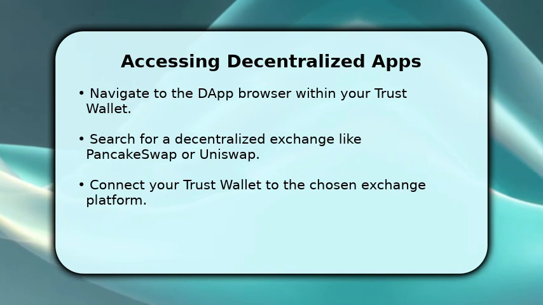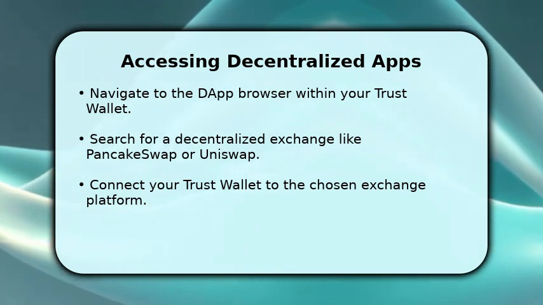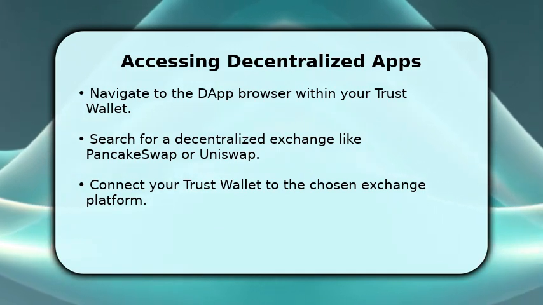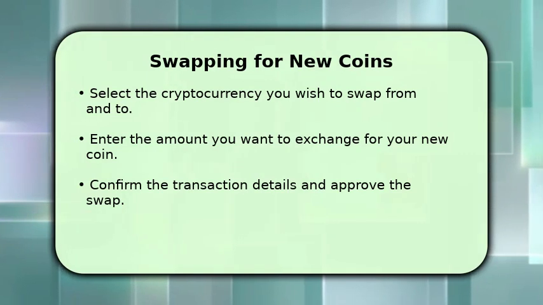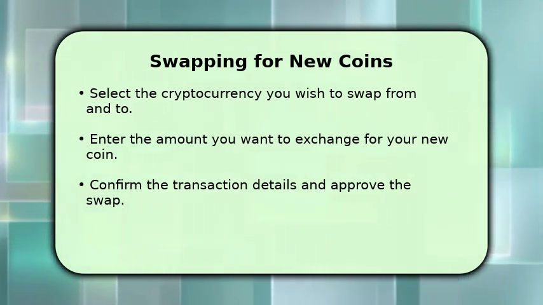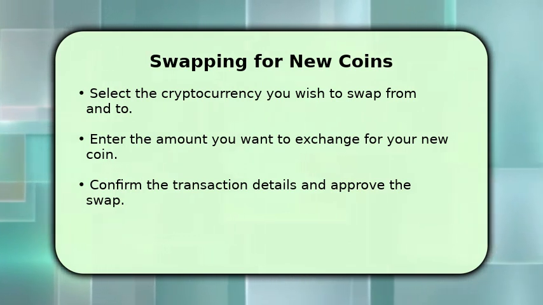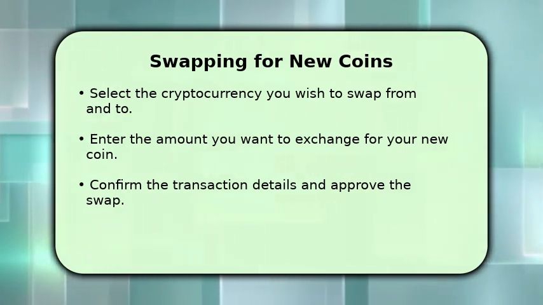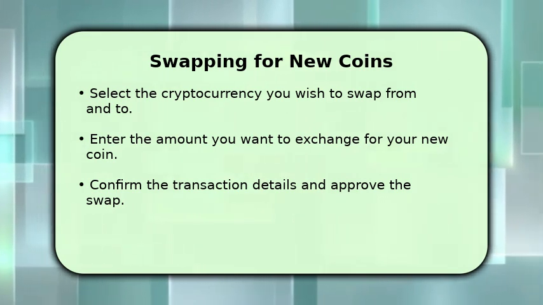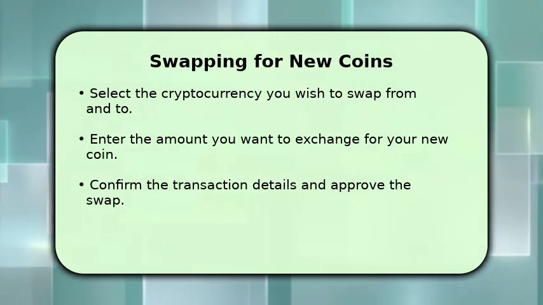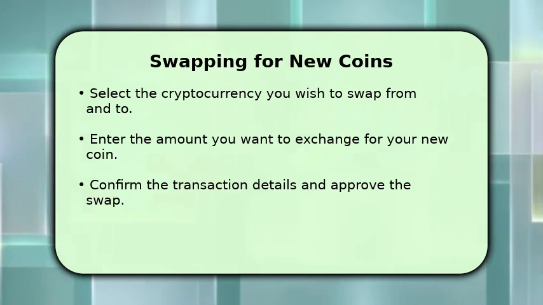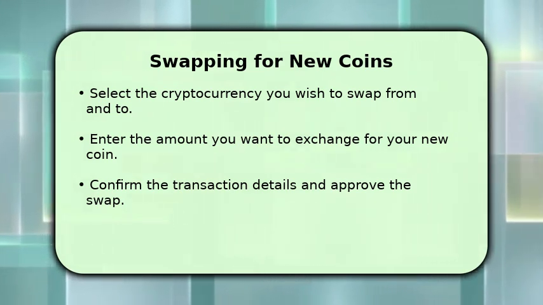Once you find your desired exchange, tap to connect your Trust Wallet, granting it permission to interact with the platform securely. Now, within the decentralized exchange, you'll select the cryptocurrency you currently hold, like BNB or Ethereum, and the new coin you wish to purchase. Enter the amount you want to exchange, keeping in mind any minimums or maximums. Review all the transaction details, including the gas fees, which are typically a small percentage of the transaction.